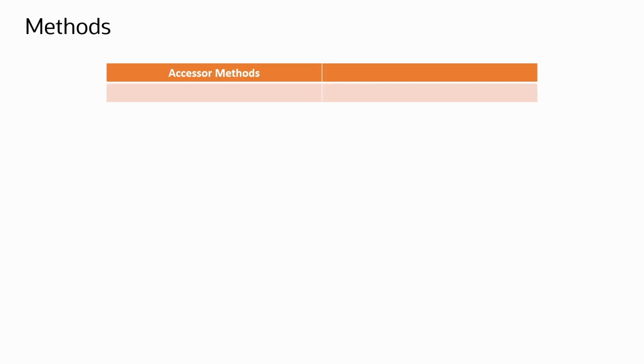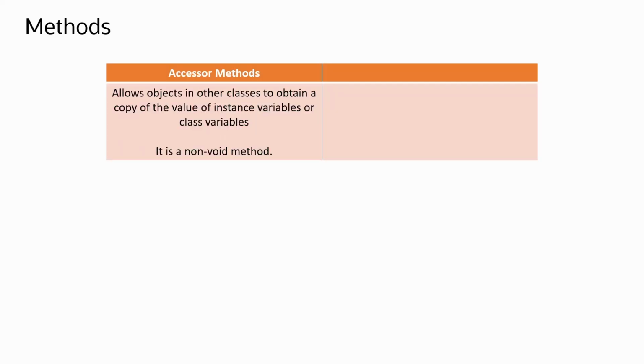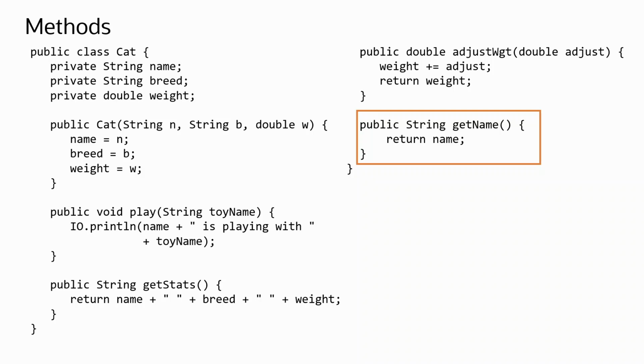Some categories of methods that you should be aware of are accessor methods, which allow objects in other classes to obtain a copy of the value of the instance variables or class variables. These are typically non-void methods since they're returning a value. In this case, we could have a public String getName that returns the name of the cat.